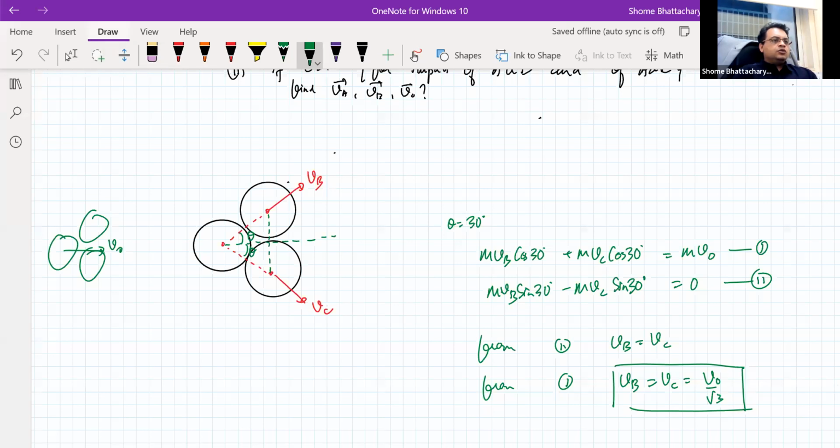Now, what about the coefficient of restitution? What can you say about that? If you look at the impact between A and B, for example, before impact, A's velocity had what component towards B's center?